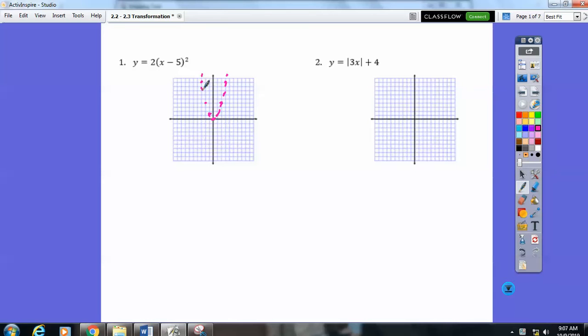So I will be checking that. I want it dashed. Now you should be able to tell me what your transformation is. What will this minus 5 do to my graph? What does the times 2 do?